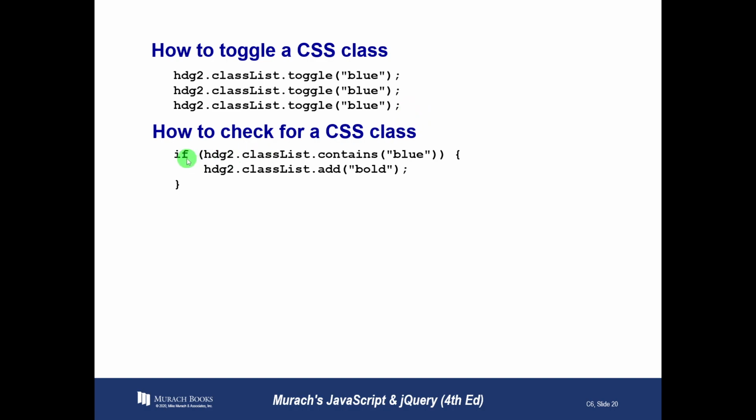We can also check. Let's do this. Heading2 class list. Does it contain blue? And if it does, since we're using an if statement here, we're going to set the class list. We're going to add bold. So if the class list is blue, we're also going to add the bold class, which I assume makes that text look bold. I assume that's what's applied in that CSS for the class bold.